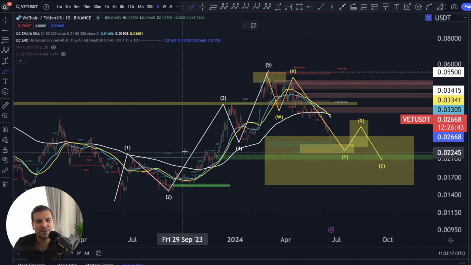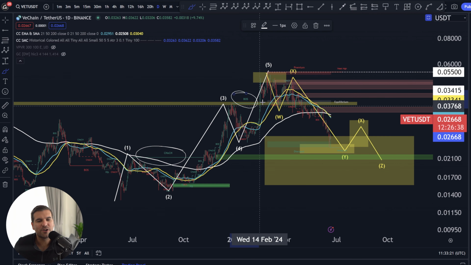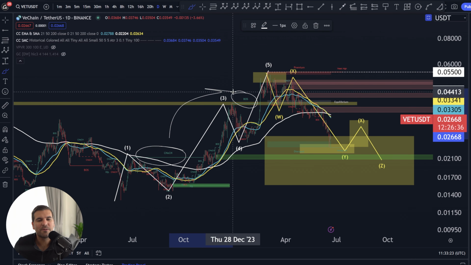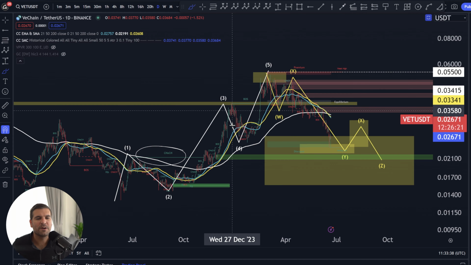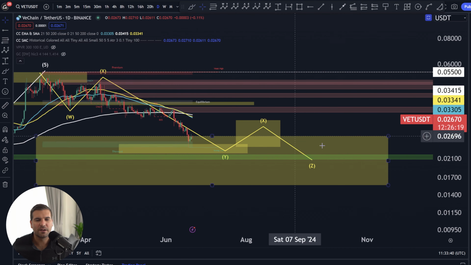Okay, as I zoom out here, you can see we have a change of character and a break of structure. Basically, these two things confirm our bullish market on a macro scale, even though we're down lower than the 200-day EMA. One thing to bear in mind here is that we haven't had any major change of character during this correction.